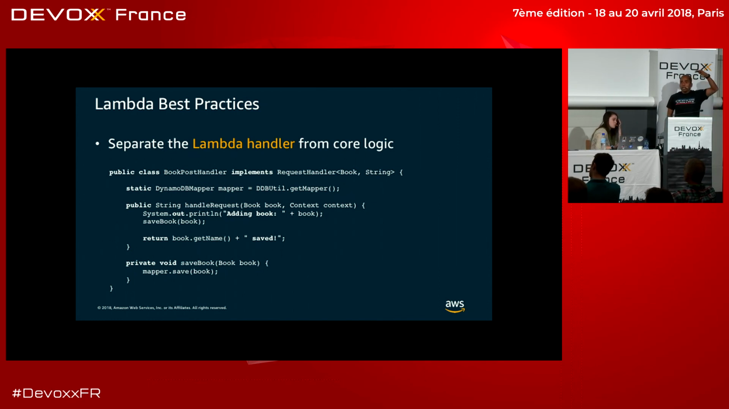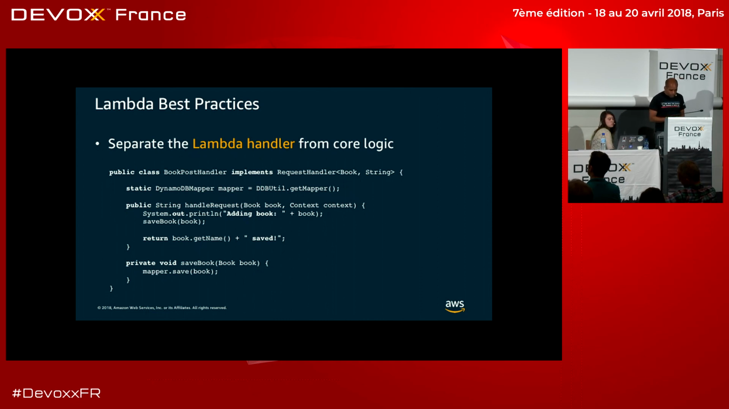Also, when you are creating your Lambda function, make sure you are separating your Lambda handler from the core logic. In this case, for example, all I have is a public class BookPostHandler, which is implementing a RequestHandler, of course. In the handleRequest, I have a saveBook method call, which is done separately, because that's where my business logic is implemented. The whole advantage of that is, first of all, it's more unit testable. I can do unit testing of just calling that save function, maybe coming from a different library altogether.